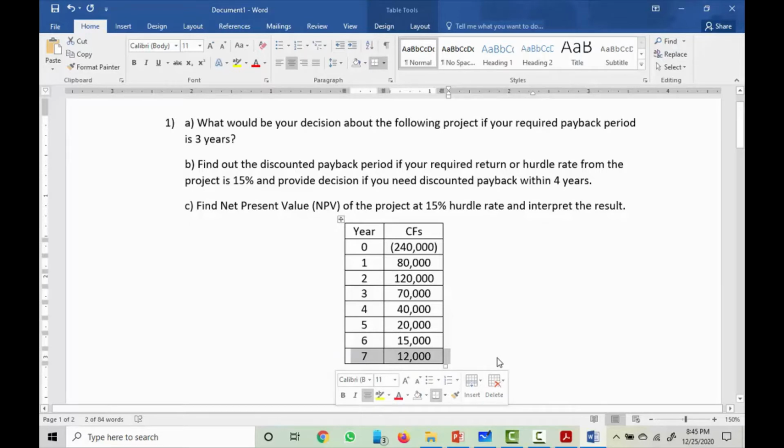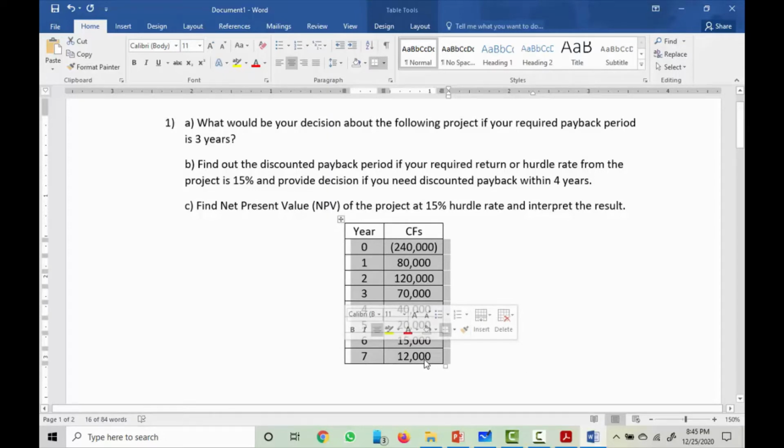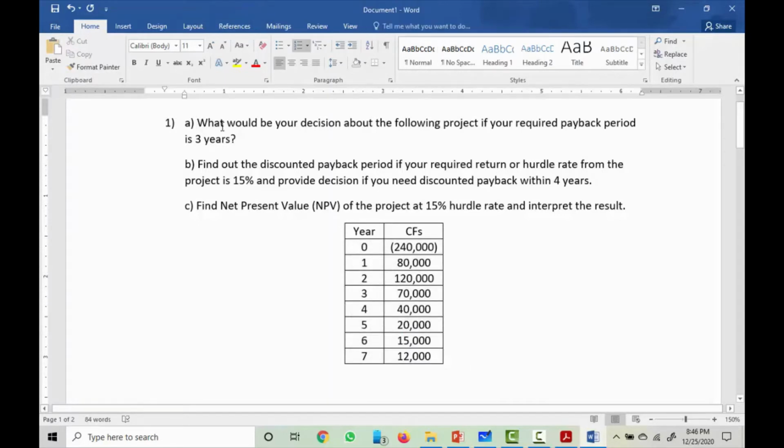And like that we can get cash flow from the business up to 7 years. So here we have 7 years of data, which means we are considering that the business or project will last up to 7 years. Now we need to find out the payback period and decide: if our required payback period is 3 years, should we do the project?